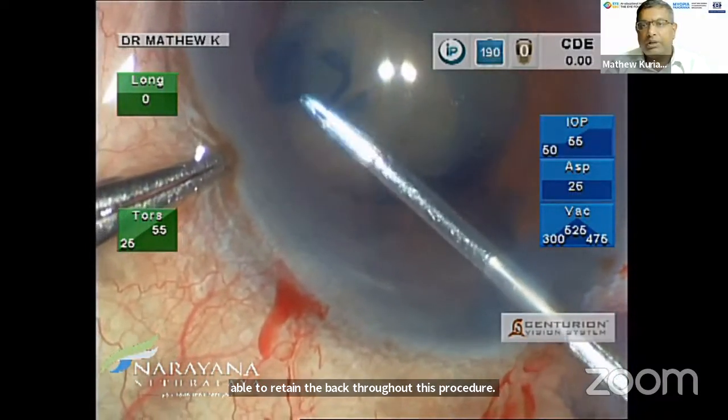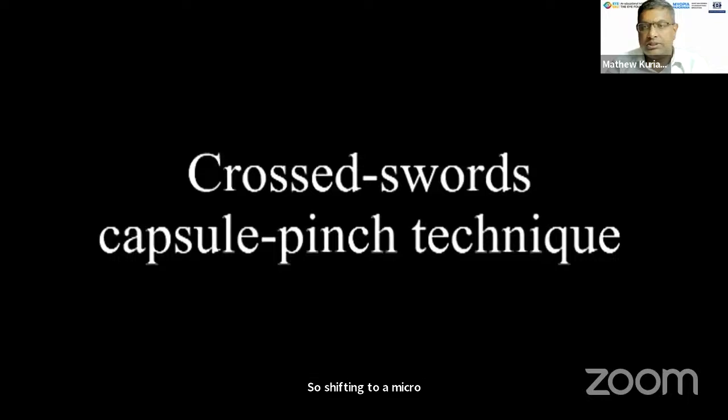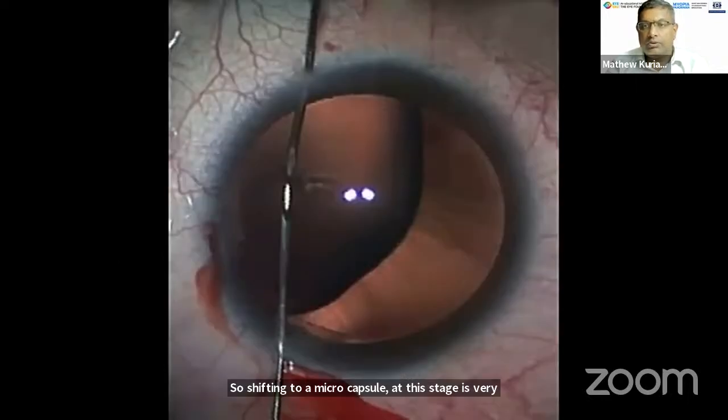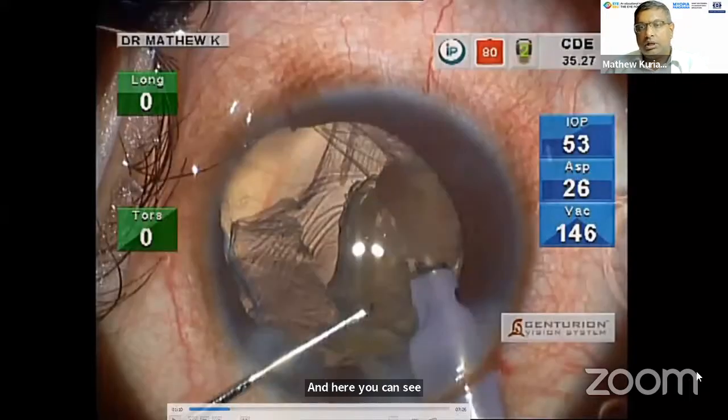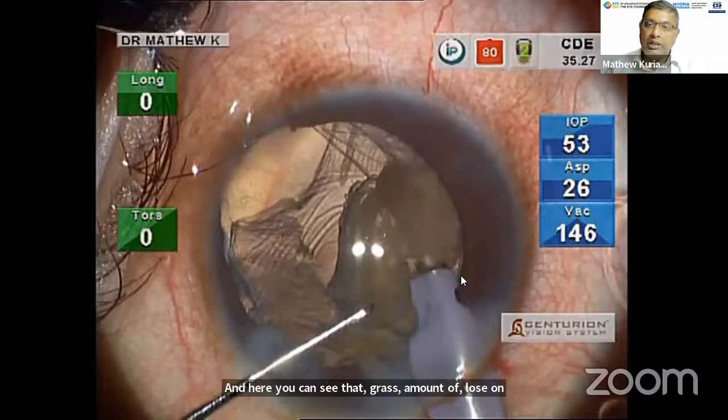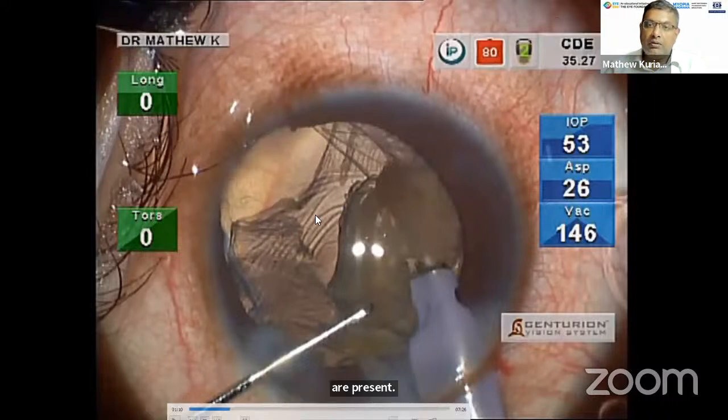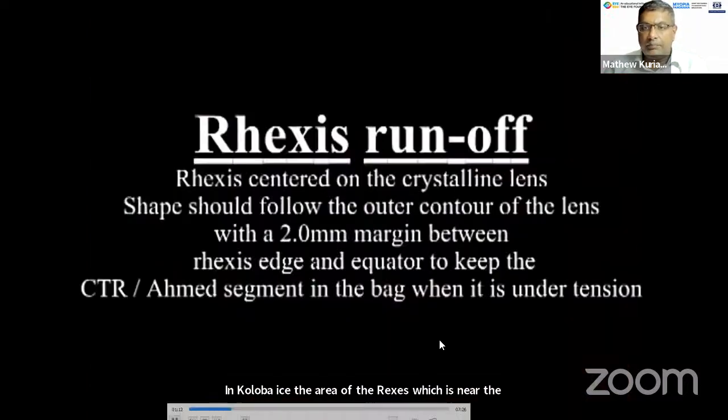So shifting to a microcapsular rhexis forceps at this stage is very good. We can use a crosswords technique when it becomes very difficult to dimple and break the anterior capsule. And here you can see that a gross amount of loose zonules are present. In coloboma eyes, the area of the rhexis which is near the coloboma is actually the weakest, and intraoperatively that can tend to give way.